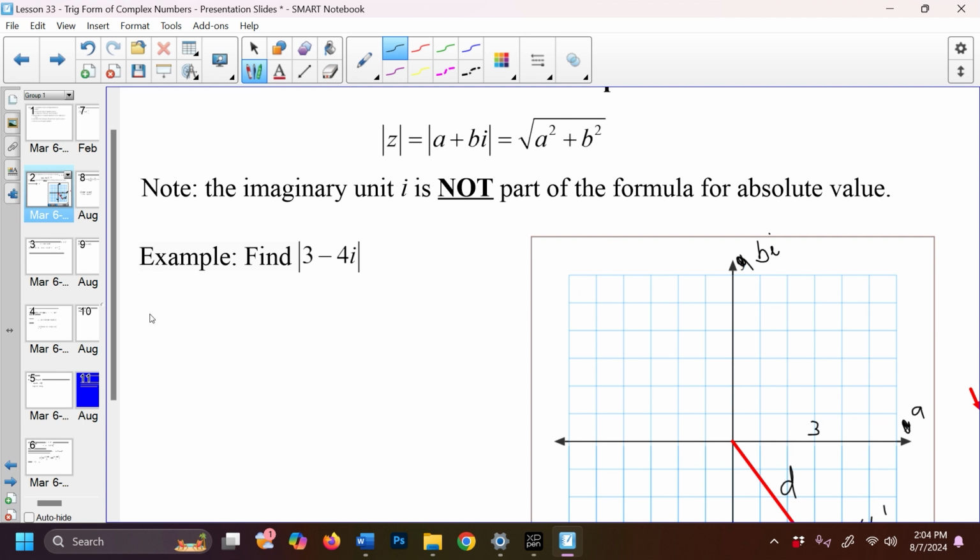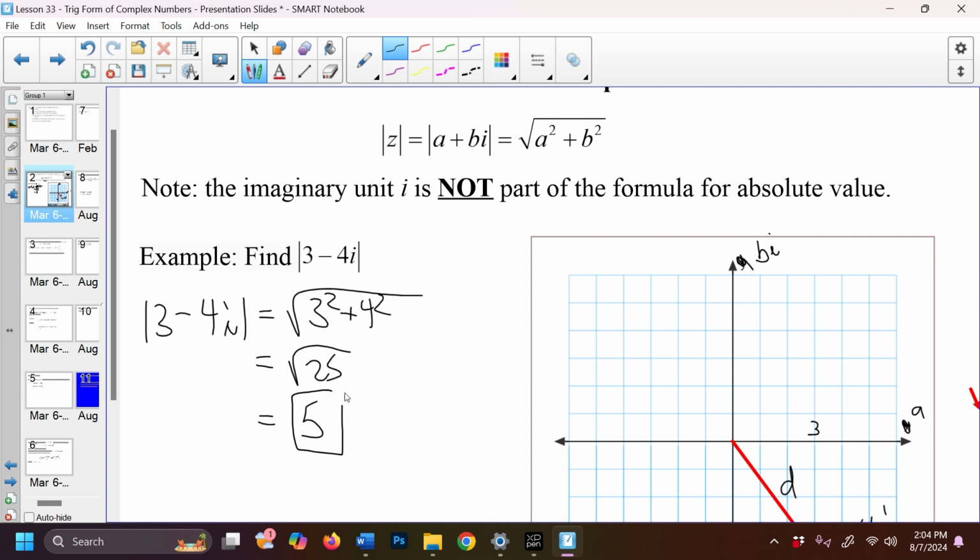So let's calculate this. The absolute value of 3 plus 4i is going to be equal to the square root of 3 squared plus 4 squared. 3 squared is 9, 4 squared is 16, 9 and 16 is 25, the square root of 25 is 5, so that is the absolute value of that complex number.